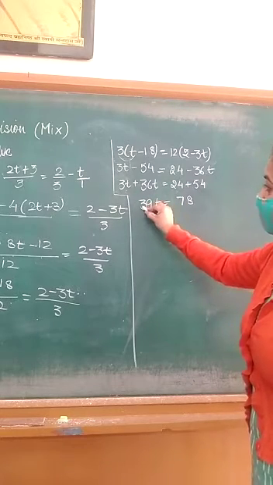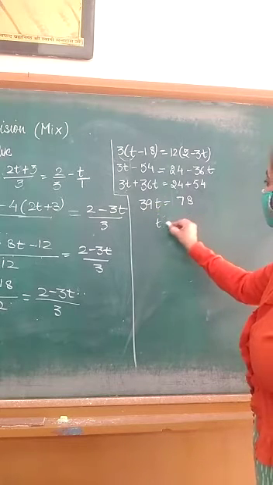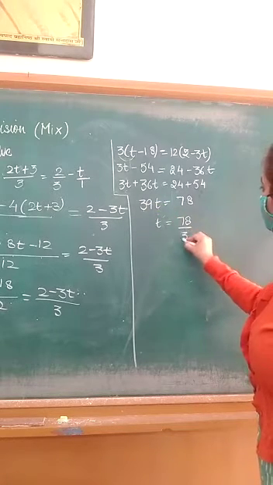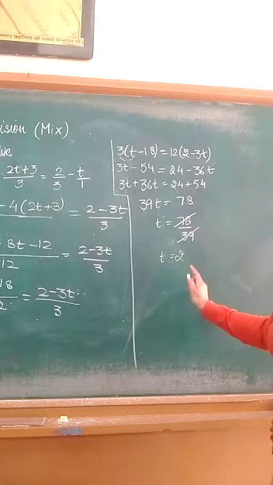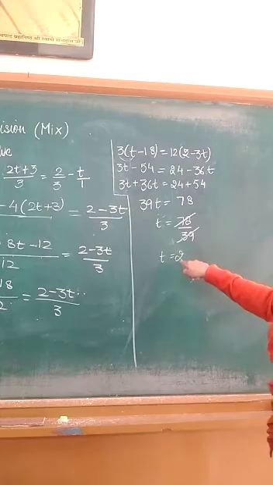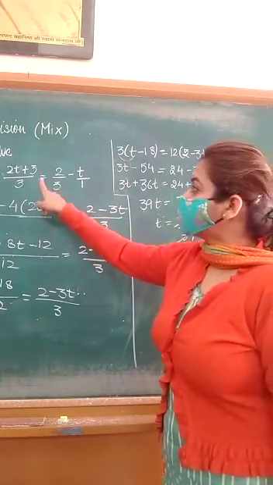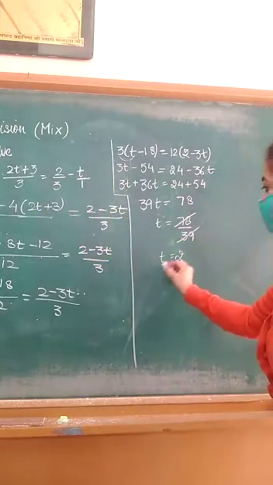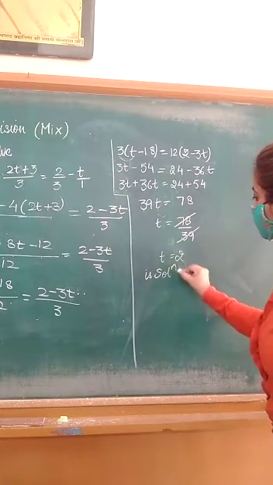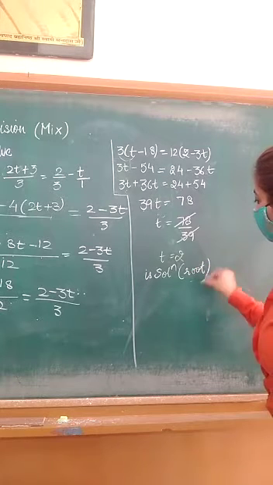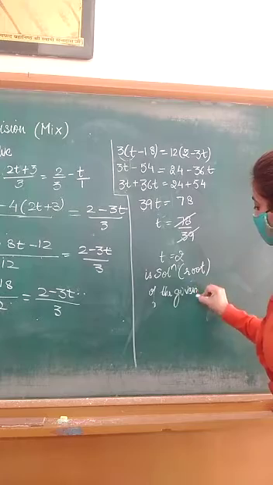Now 39 is multiplied with t. When you shift this 39 on the right hand side, that will divide. 78 upon 39, that will give you 2. So the value of t is 2. And this 2 is called the root of the equation, or you can say solution of the equation. So your answer is t equal to 2 is the solution or root of the given equation.